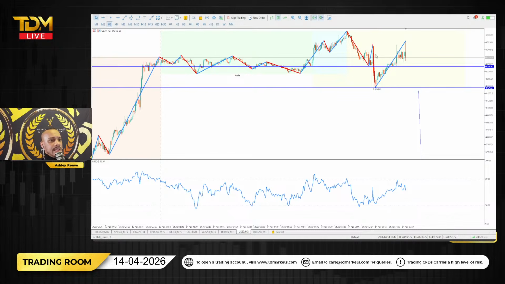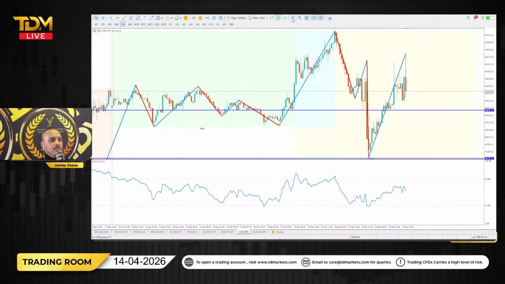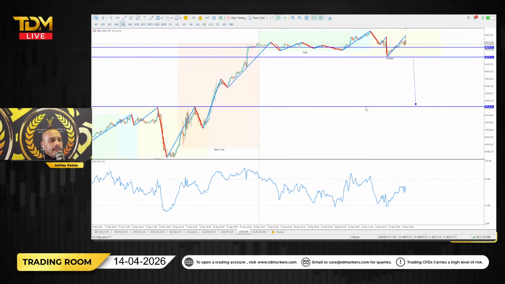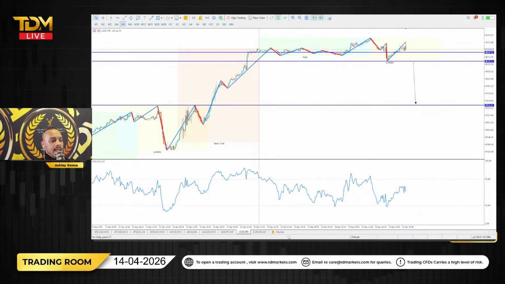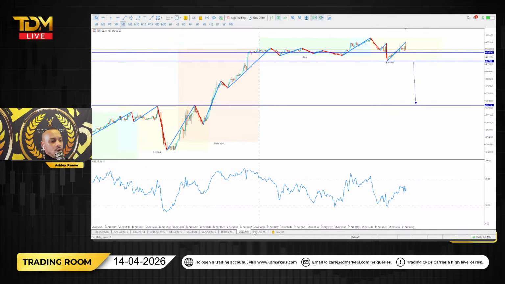The US 30, this one looks beautiful. Look at that. So let's see if there's any movement in this session. It's 1432. So far, Euro USD and US 30 is looking good, guys.